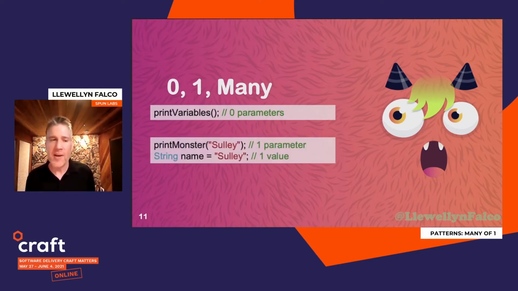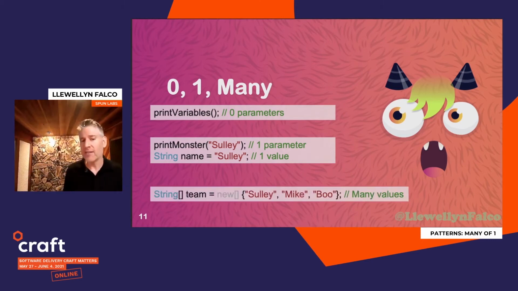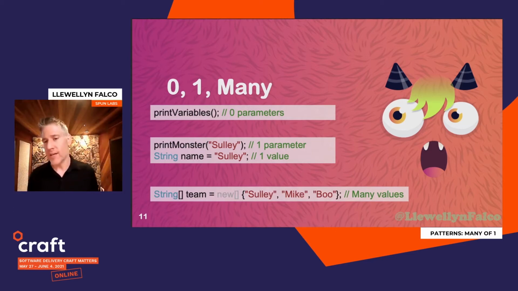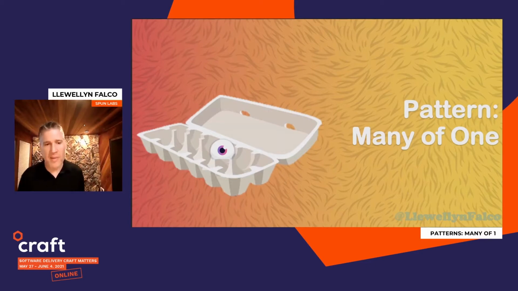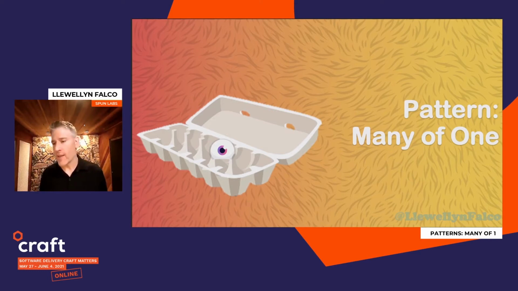Here, I have a method that takes 1 parameter, and I have a variable that has 1 value. And finally, I have a variable that takes many values. I have an array, or a list, or a collection, or enumeration. But I have many things. The concept of many of one is, let me create a container that only holds one thing. Let me create an array that only holds 1 value, a list that only holds 1 value.